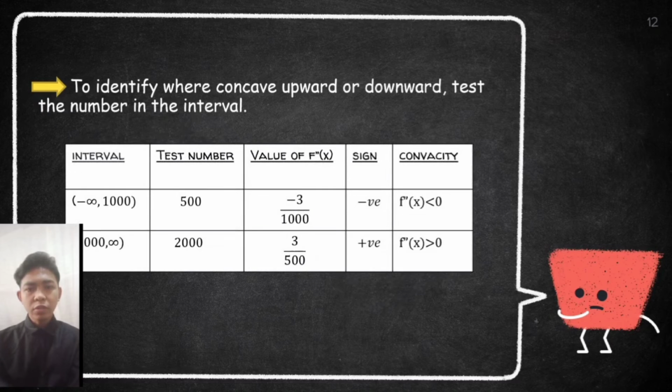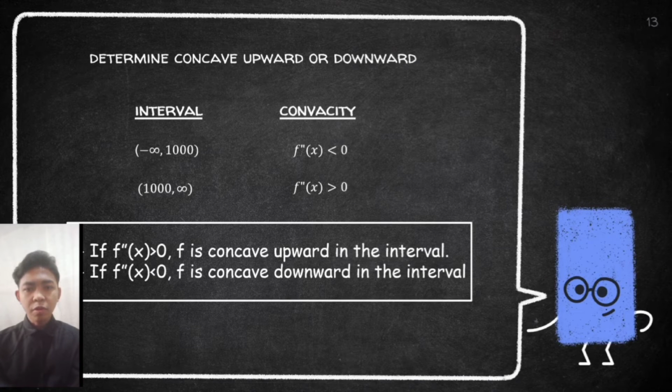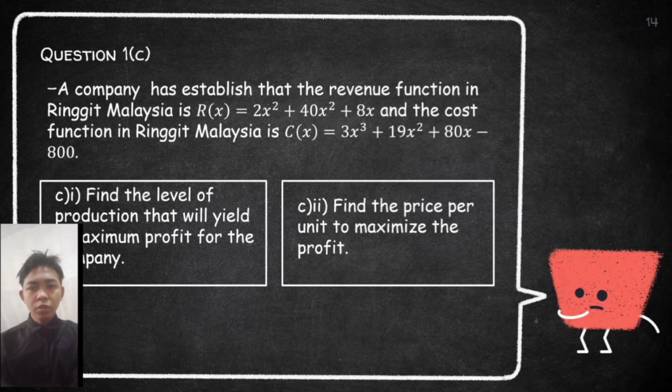I use 500 and 2000 as test numbers. For the first interval, I get a negative value. Meanwhile, for the second interval, I get a positive value. So we can summarize that since f''(x) is smaller than 0 for each value on the interval, then it's concave downward on the interval. Meanwhile, since f''(x) is greater than 0 for each value on the interval, then it's concave upward on the interval.